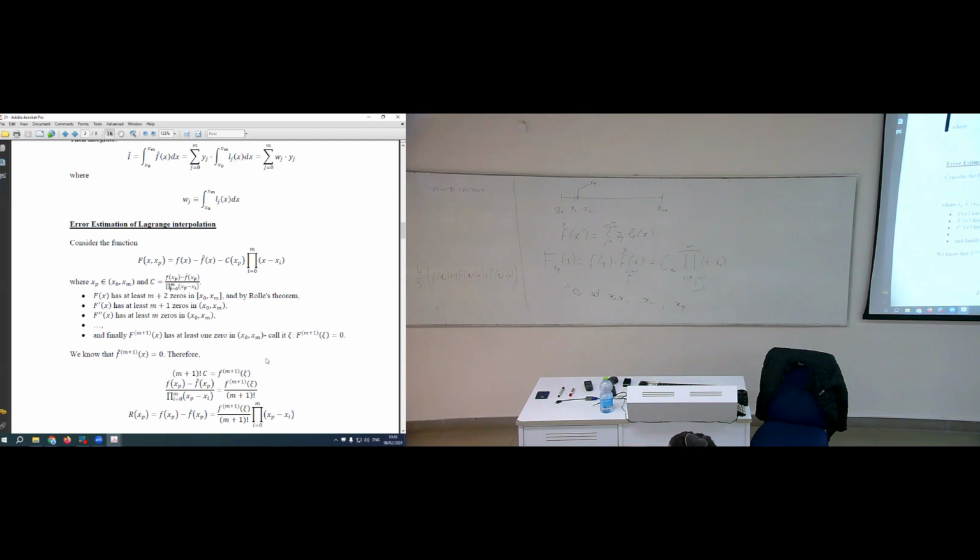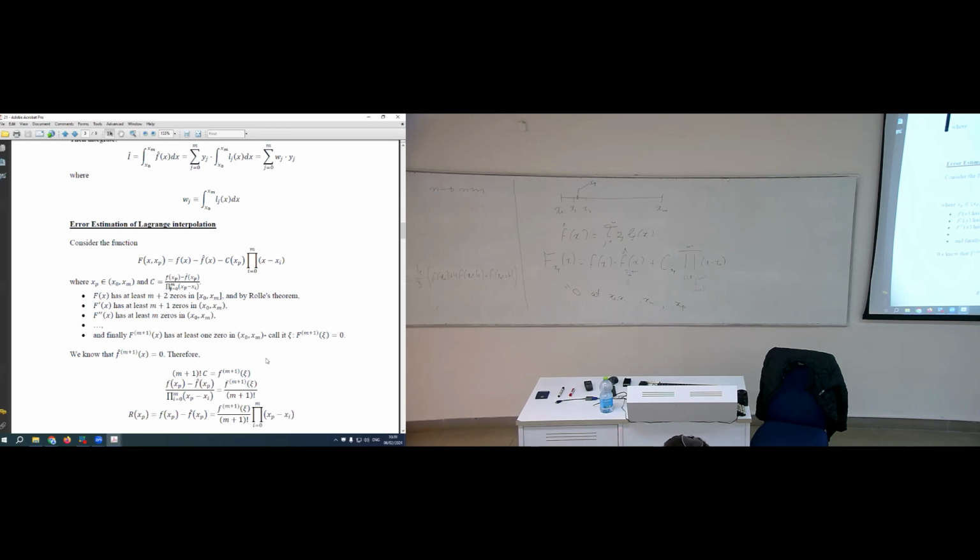So if you want the error of our evaluation at some x, it is the product of x minus xi for every i, divided by n plus 1 factorial, multiplied by the evaluation of the n plus 1 derivative of the function at some psi, which depends on that x. How do you find this value? It depends on the function.